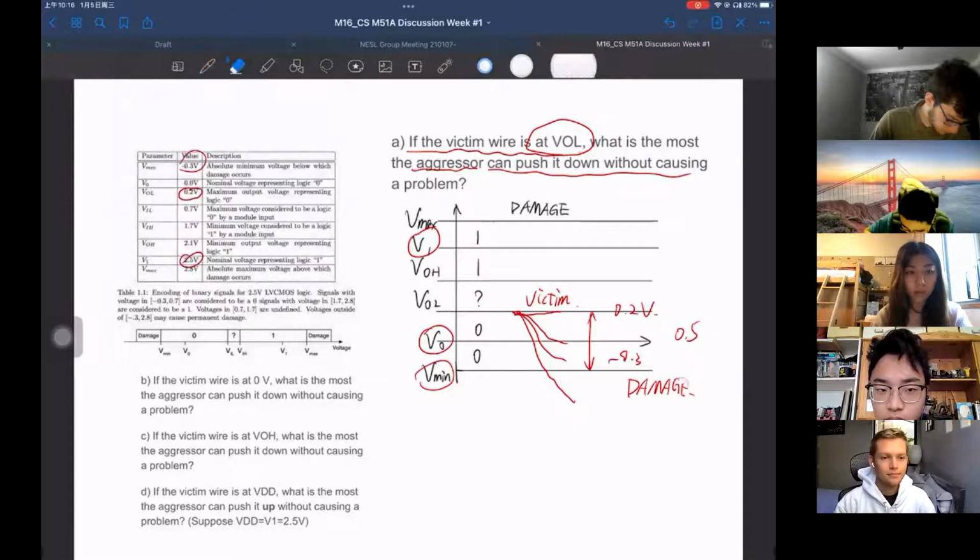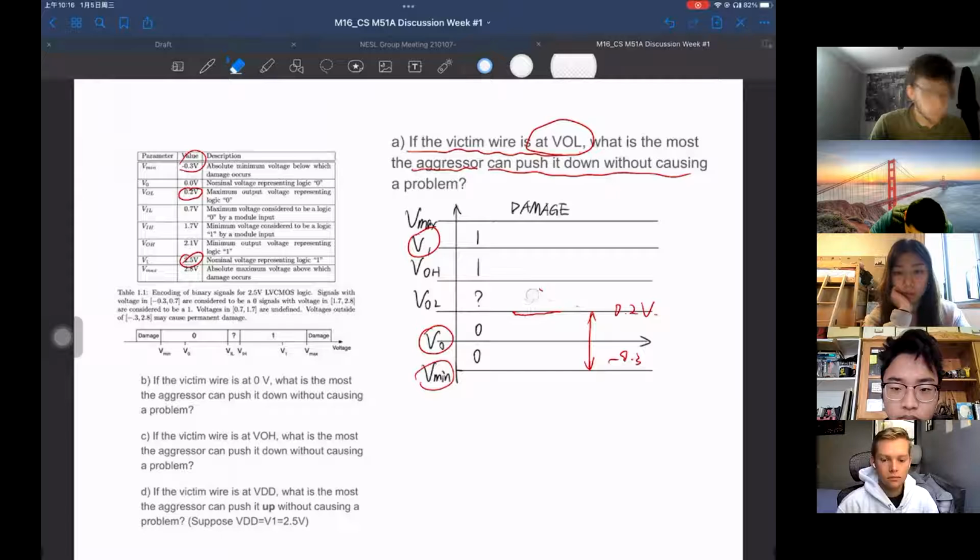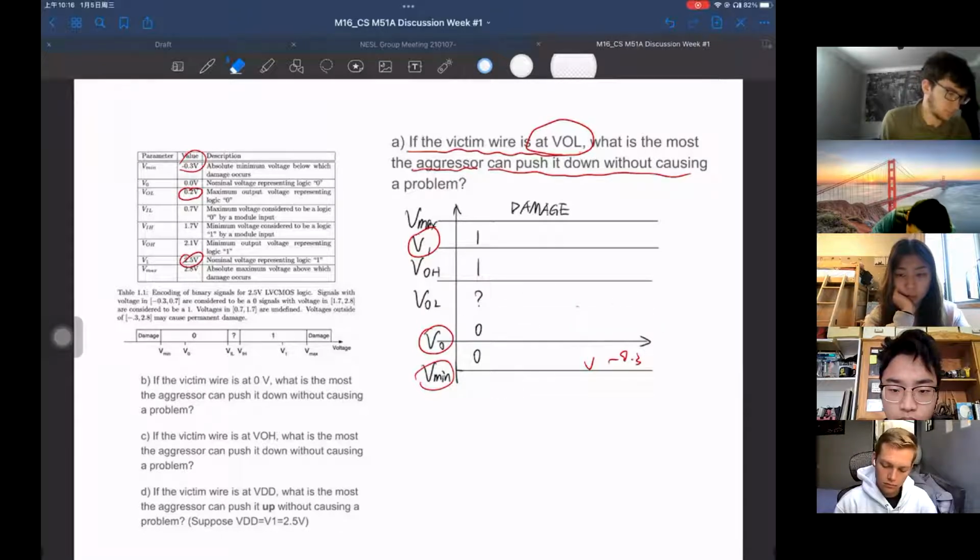Got it. Anyone with any questions about the first question? No more questions, right? We can move forward, and let's look at maybe problem B.